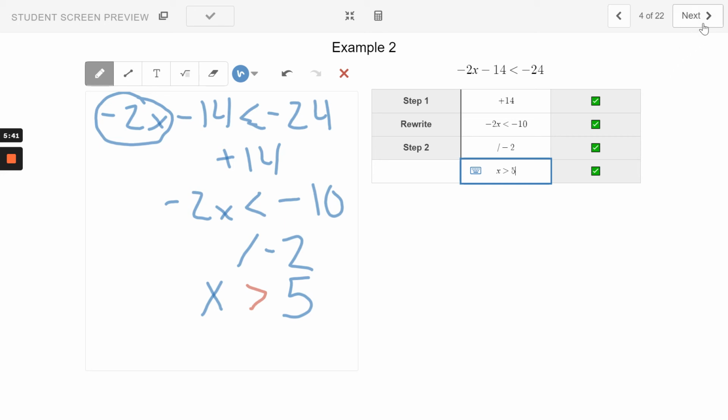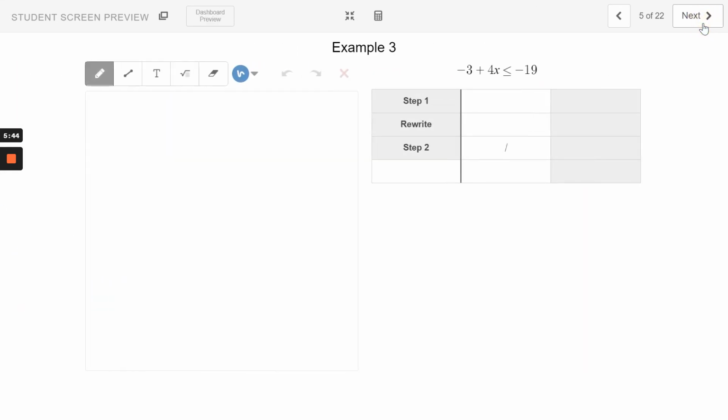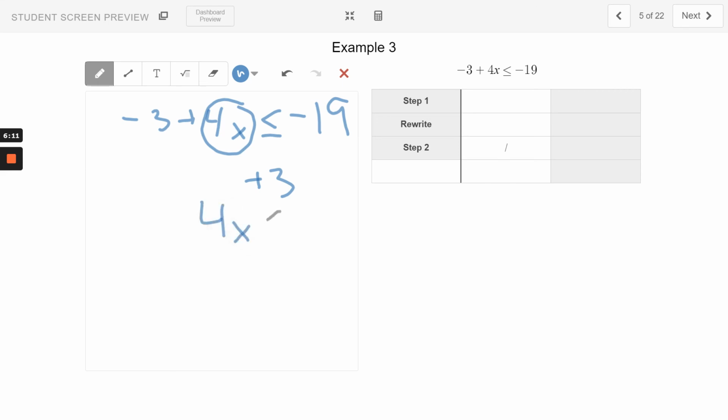Okay, one more example. Our last example, we have negative 3 plus 4x is less than or equal to negative 19. We want to get 4x by itself. The opposite of negative 3 is adding 3. So we have 4x is less than or equal to negative 16, because negative 19 plus 3 is negative 16.